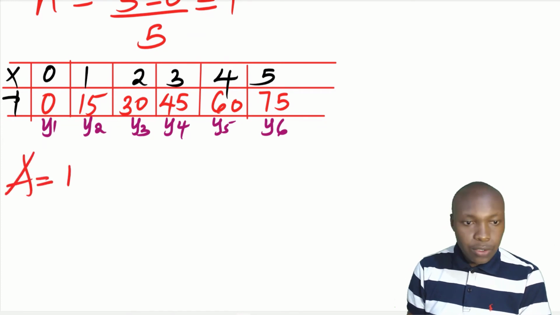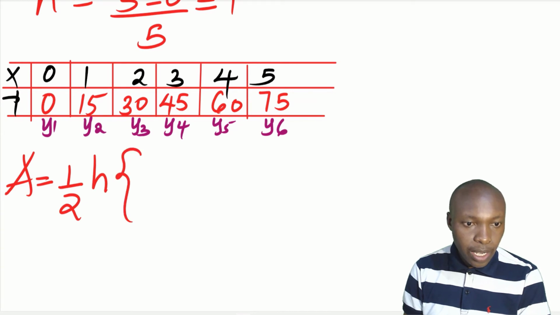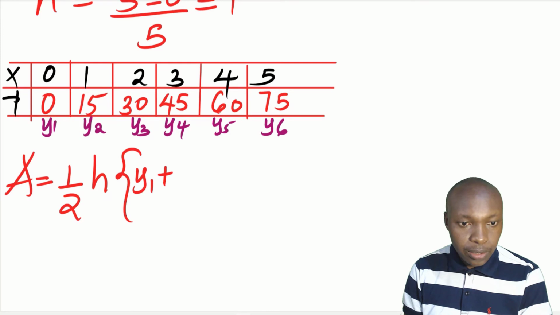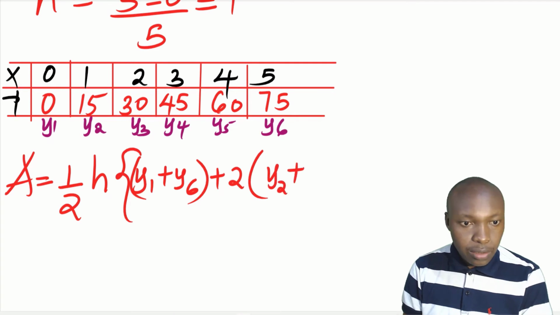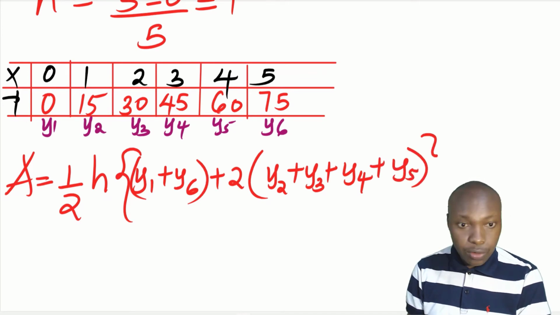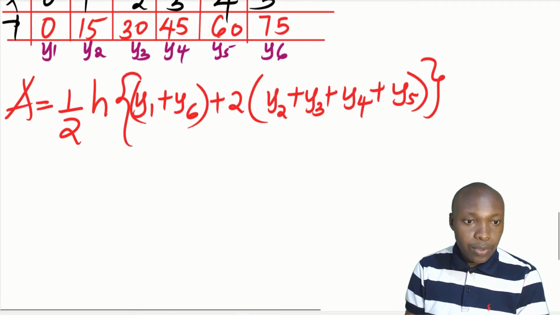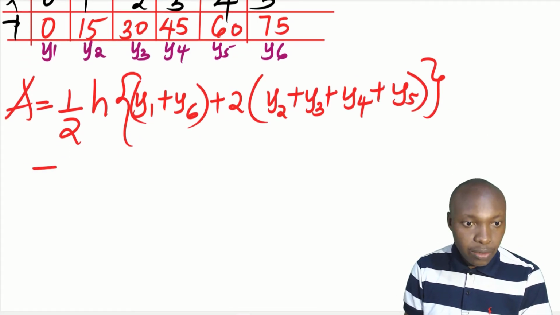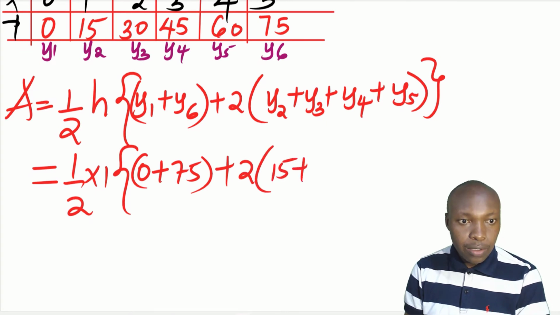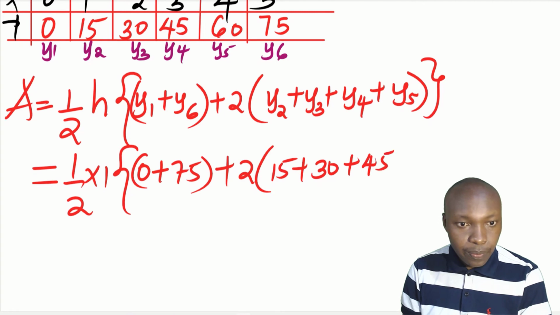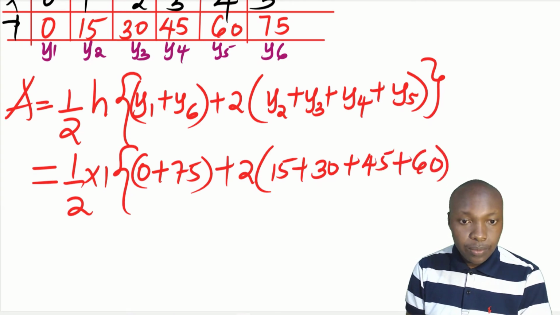So now the trapezoidal rule is given by half height, the first plus the last, then plus twice the sum of the remaining, that is y2 plus y3 plus y4 plus y5. That is the trapezoidal rule. That is why I've used y1 up to y6. So substituting those values in the equation, half times height, and the height is 1. Then we have the first, which is 0, the last, which is 75, then plus twice the sum of the other values in the middle. So you have 15 plus 30 plus 45 all the way to 60.